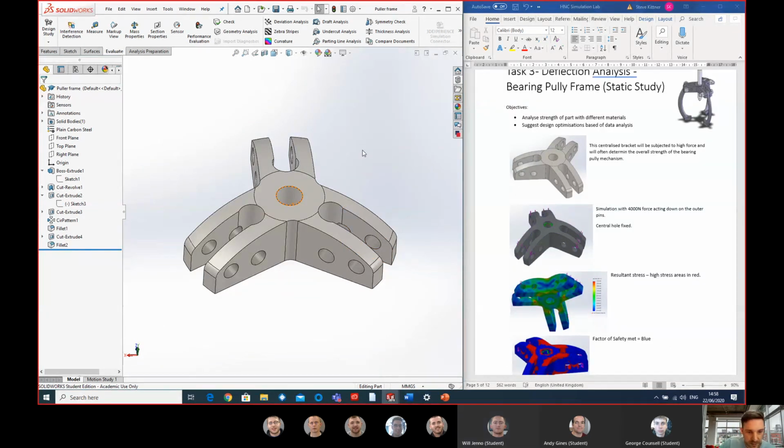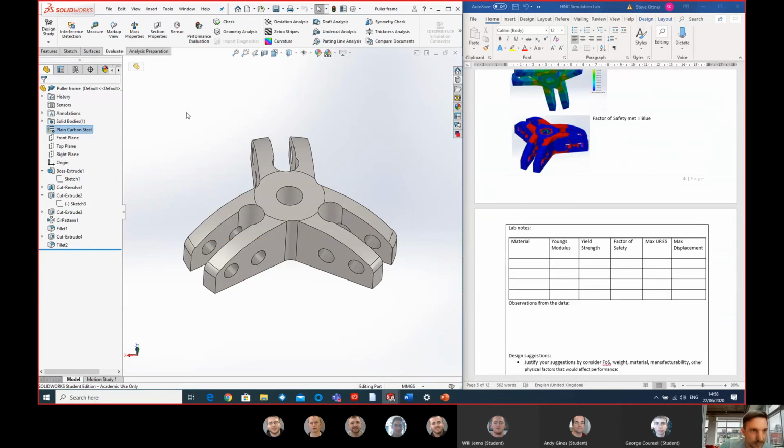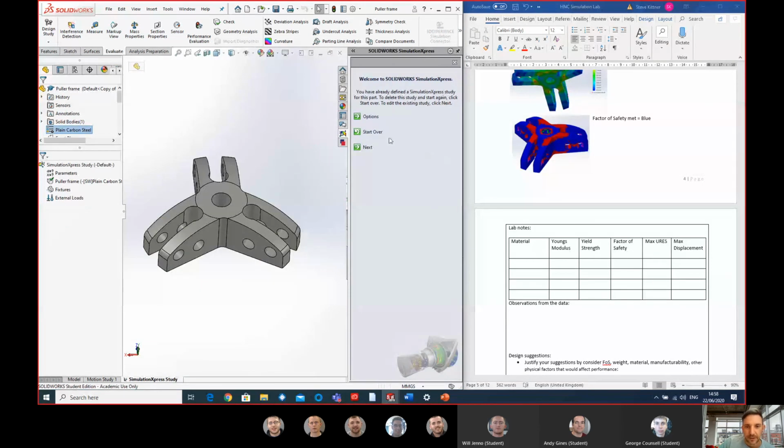So let's do a static study on this to start with. We've got plain carbon steel, which we'll start with, which will be our first material. And we will go through. Sorry, because my screen's small, it's missing a couple of buttons and it's throwing me. Okay, so let's start over.